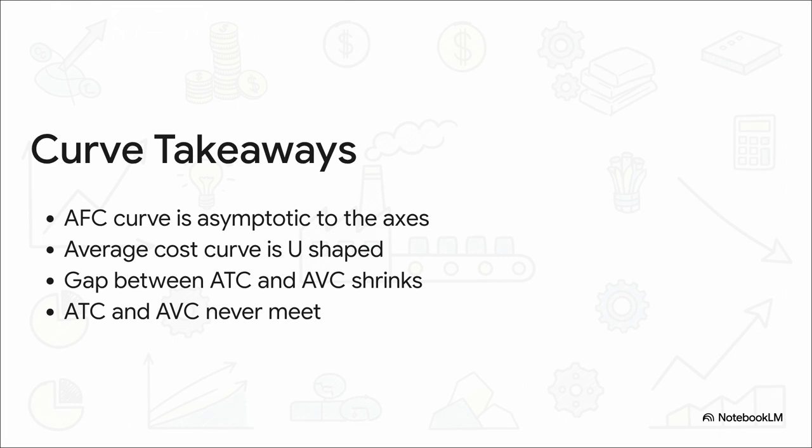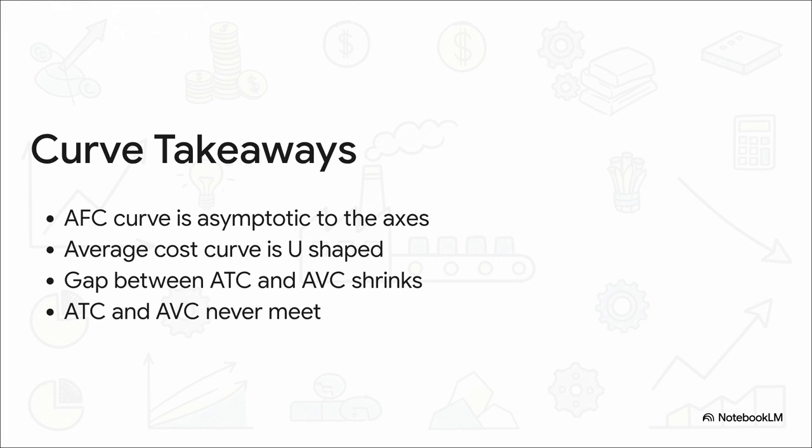Next, look at that U-shape of the average total cost and average variable cost curves. They drop initially, hit a minimum point, and then start climbing again. This happens because of something called the law of variable proportions. At first, adding variable factors, like extra workers, to your fixed factory makes things super efficient, so your average costs drop. But eventually, the factory just gets too crowded. Adding more workers actually makes everyone less efficient per unit, which forces those average costs to climb right back up, hence the U-shape.